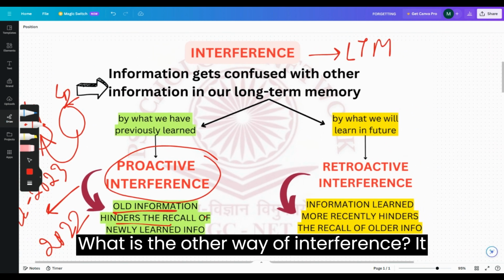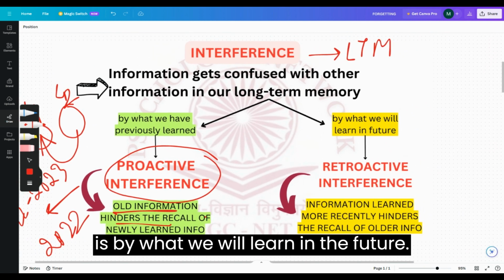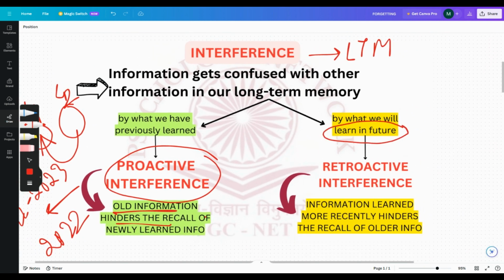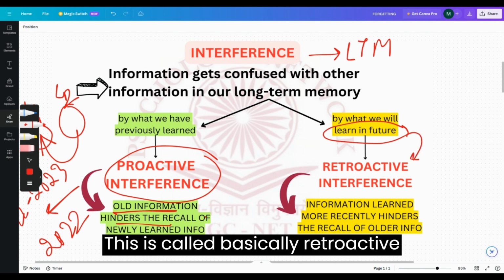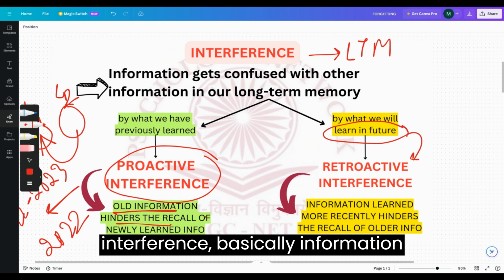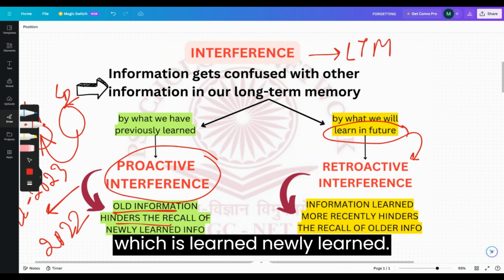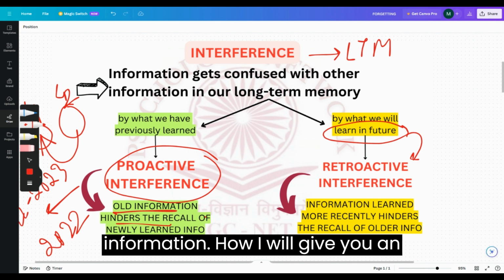What is the other way of interference? It is by what we will learn in the future. This is called basically retroactive interference. Basically, information which is newly learned is hindering the recall of older information.